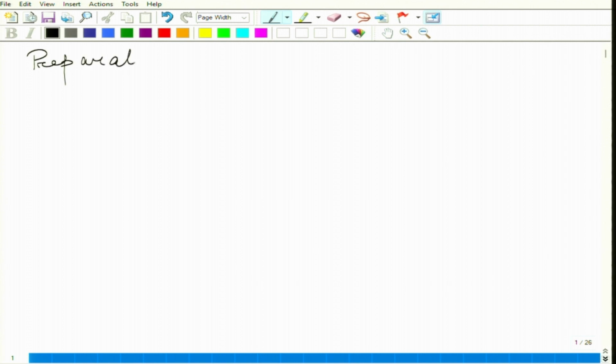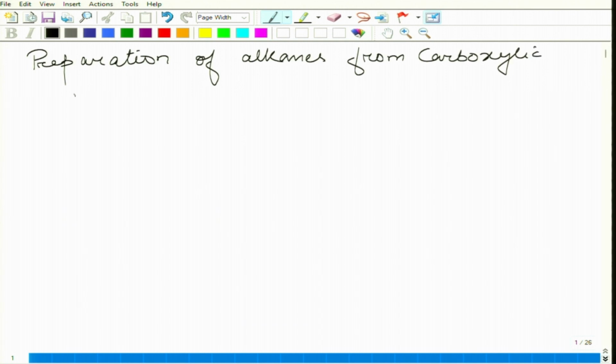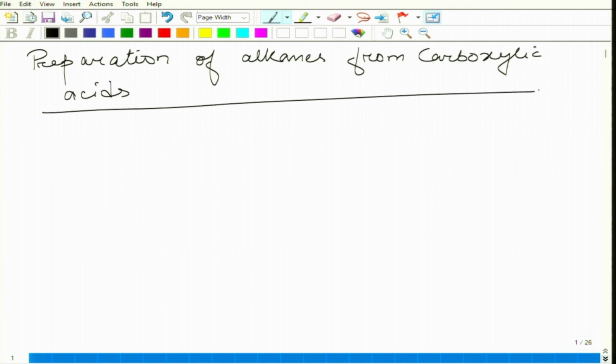We will study preparation of alkanes from carboxylic acids. So, the first method is decarboxylation.